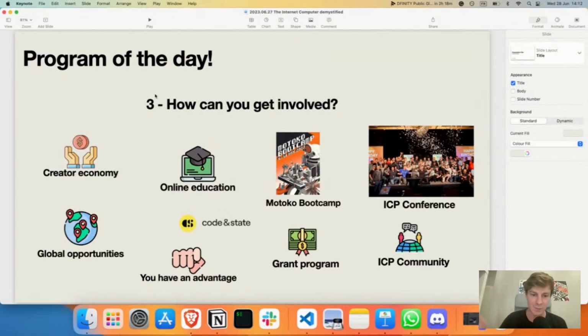In doing this presentation, I realized how much the work of Golden State has already paid off. We already have the Motoko Bootcamp, the ICP Community Conference. We also have the ICP Community Initiative that we just recently launched. So there are a lot of ways to get involved. I'm also going to give a few pieces of advice on what you can do to get started, if you want to learn things, if you want to make money on the IC. There will be a lot of topics to discuss.